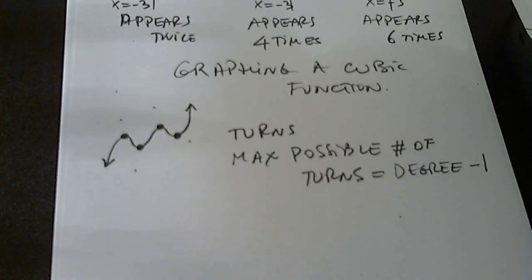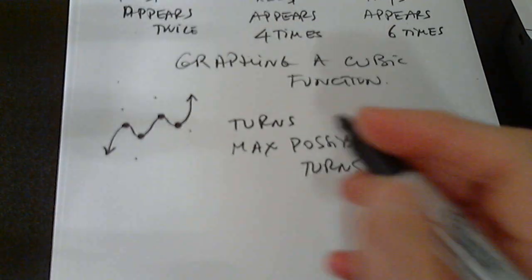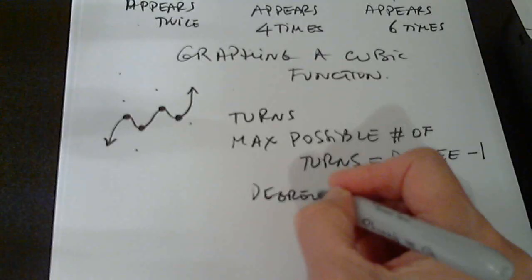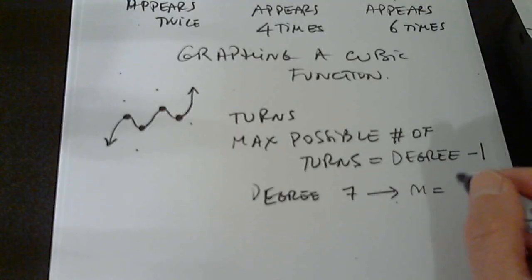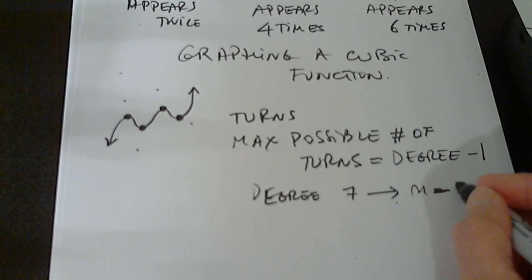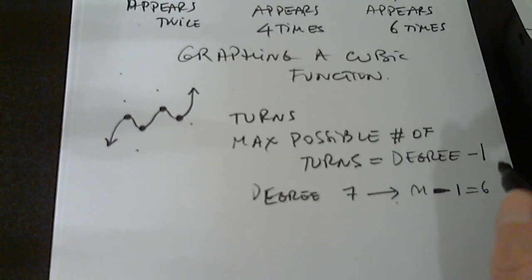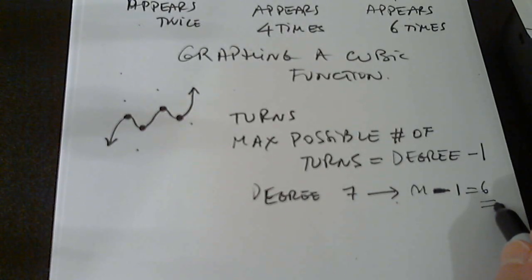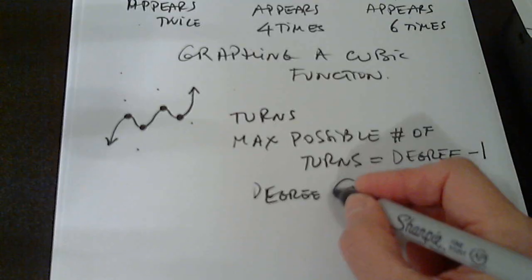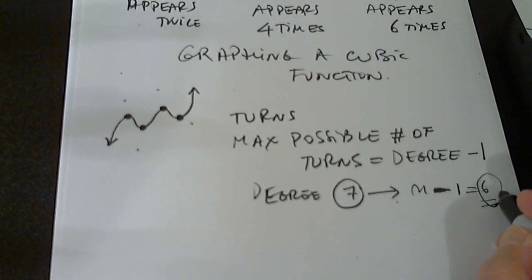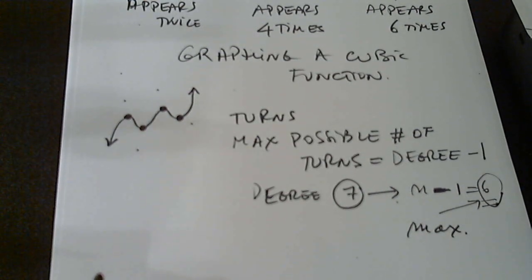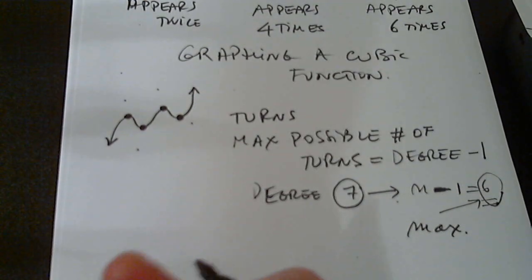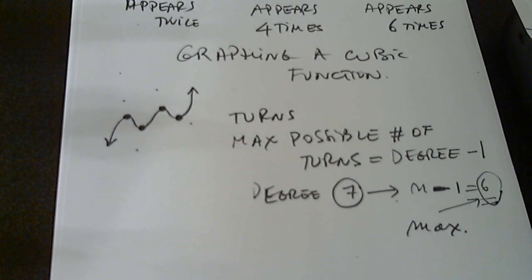So for example, if we have degree 7, the number of turns is n minus 1, degree minus 1, 6. It cannot have more than 6. But it doesn't mean that if it has degree 7, it must have 6. No, this is the maximum possible number of turns. You may only have 3. You may only have 4, depending on the problem. But it cannot have more than 6.